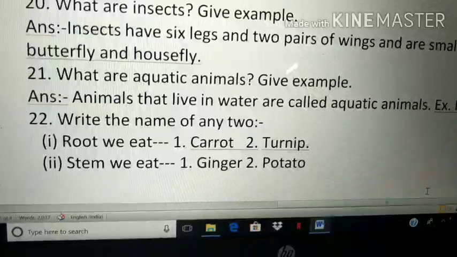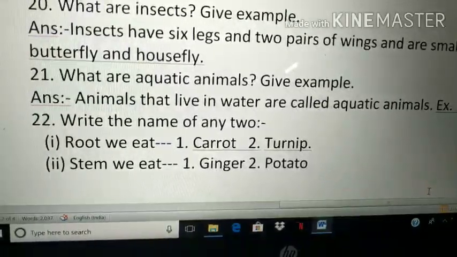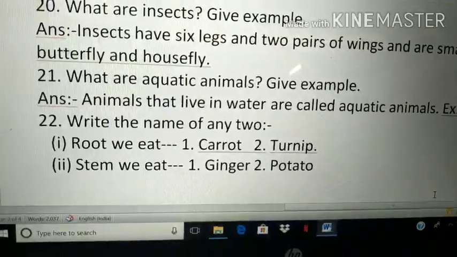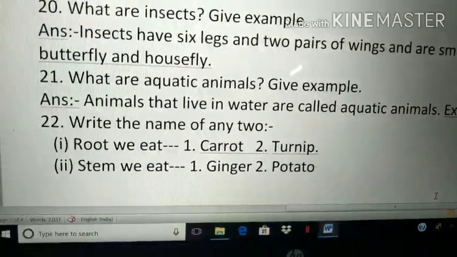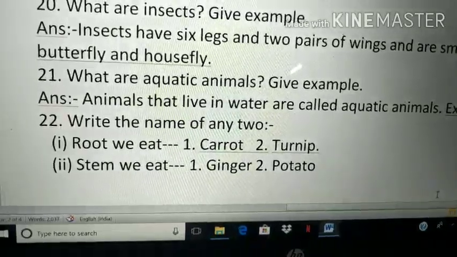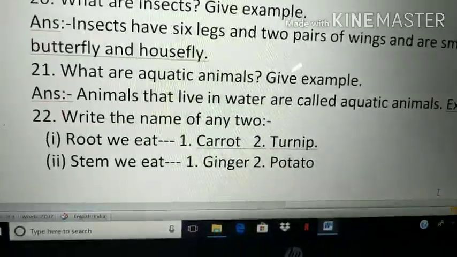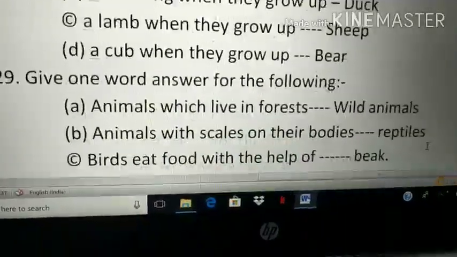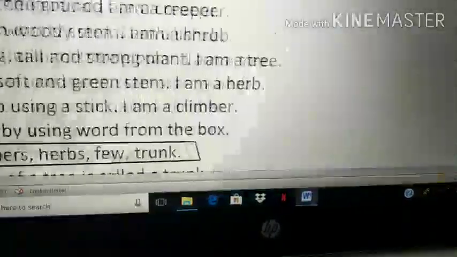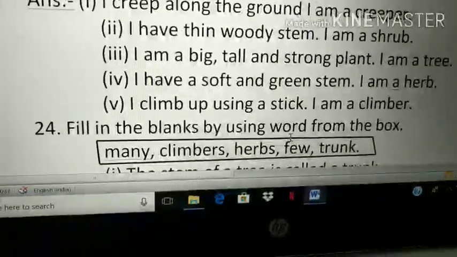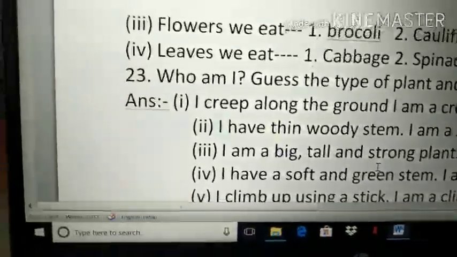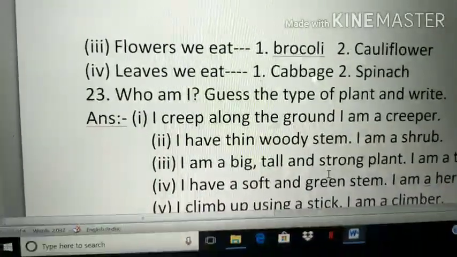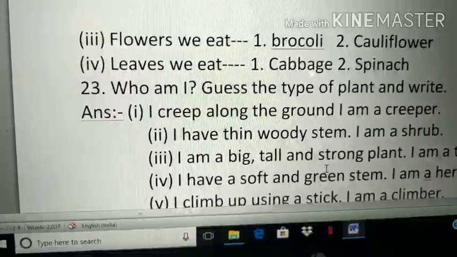Write the name of any two. Root we eat. Stem we eat. Tree flower we eat. Leaves we eat.